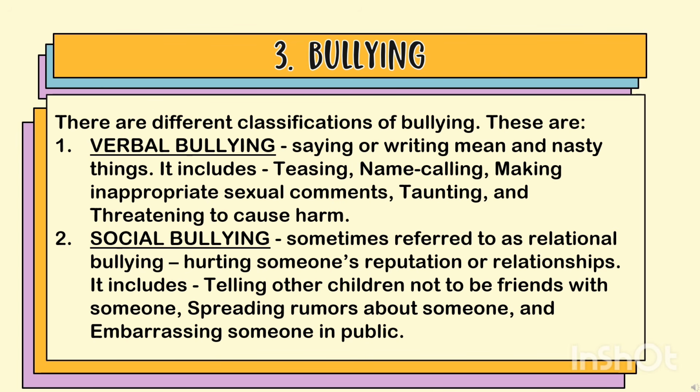There are different classifications of bullying. These are verbal bullying, which is saying or writing mean and nasty things, which includes teasing, name-calling, making inappropriate sexual comments, taunting, and threatening to cause harm. Second, social bullying, sometimes referred to as relational bullying, hurting someone's reputation or relationships. It includes telling other children not to be friends with someone, spreading rumors about someone, and embarrassing someone in public.